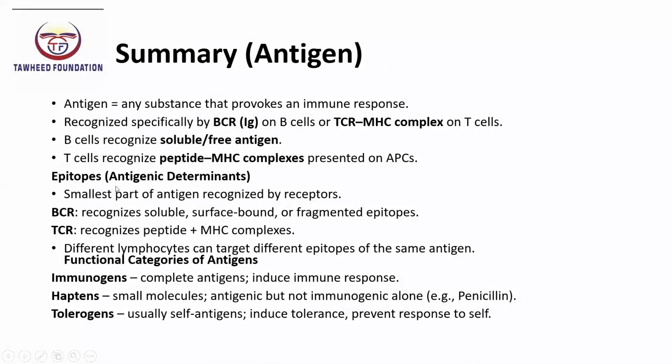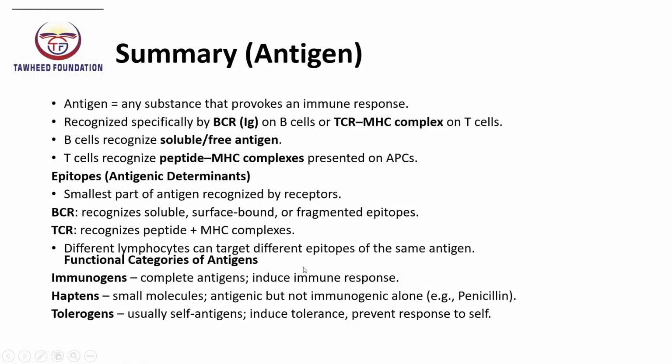Second is epitopes, that is nothing but antigenic determinants. It is the smallest part of an antigen recognized by receptors. BCR recognizes soluble, surface-bound or fragmented epitopes. TCR recognizes peptide plus MHC complexes. Different lymphocytes can target different epitopes on the same antigen.